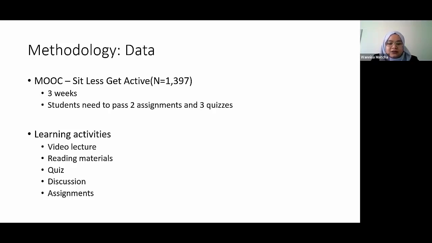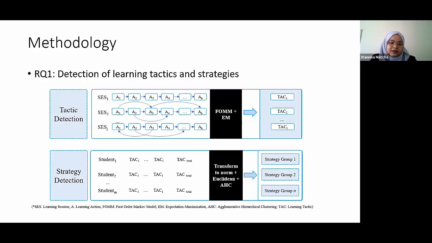The dataset included in this study is of those who answered the personality traits survey as well as completed at least one of the graded items. At the end, we collected our data. Most of our participants are female, 78%, and 53% managed to pass the course. The method we use to detect learning tactics and strategies comprises two main steps, which is the tactic detection.